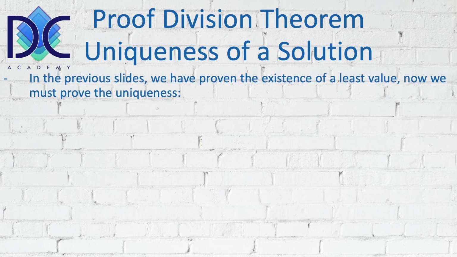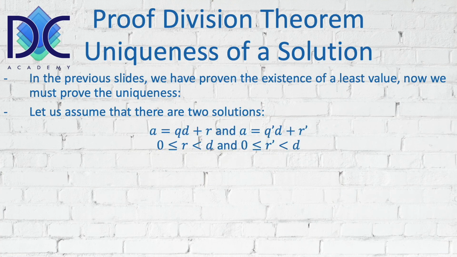Now, the next thing to do is to see if the theorem has a unique solution. We know that the solution is the least element of the set, but is it unique? Now, how do we do this? Well, first of all, let us assume that there are two possible solutions. So we can basically write that A is Q times D plus R, but it's also equal to Q prime times D plus R prime. R and R prime are between 0 and D. They can be equal to 0, but they have to be less than D.